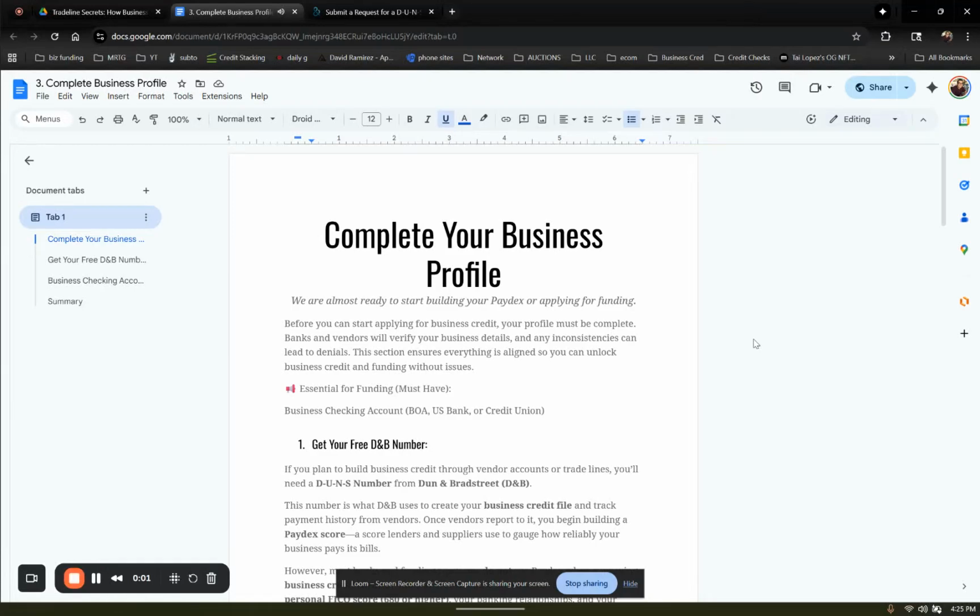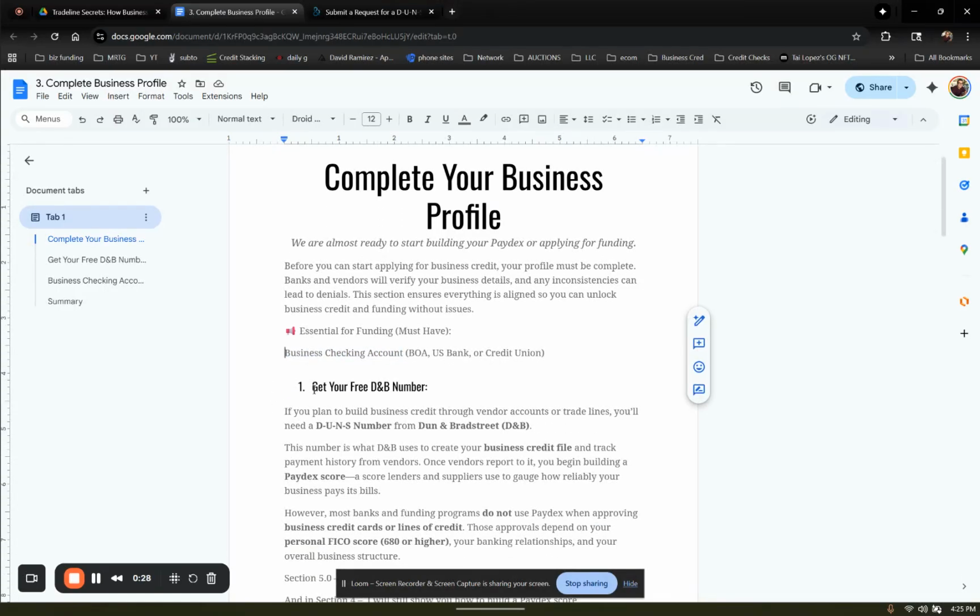So section three is completing your profile, and this is basically getting your business ready to either start building a Paydex or applying for funding. Really, what you do depends on what your goals are, right? So what is essential for funding? The business checking account. That is all that is required if you want to get business credit cards or apply for business loans or business lines of credit, right?